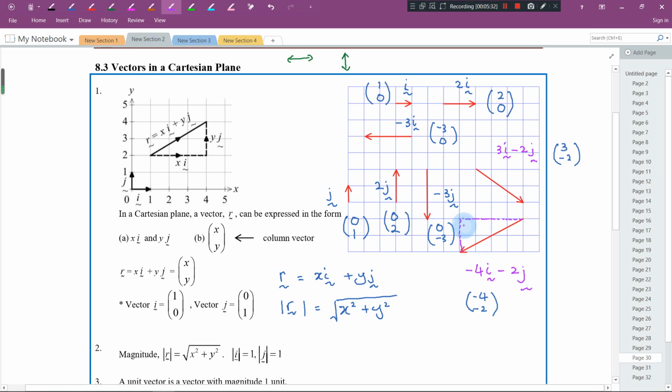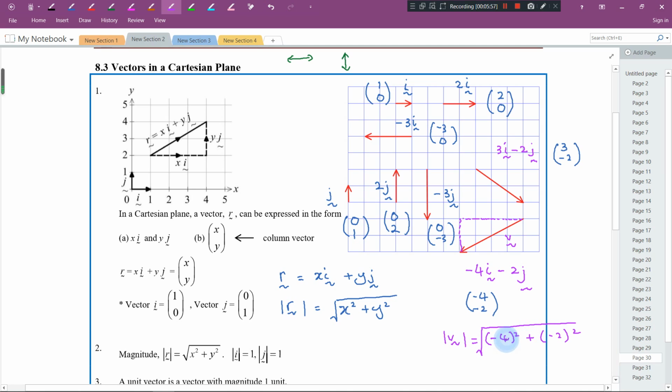We take 4 square plus 2 square, square root, right? So here, -4, -2. According to the formula I told you just now, let's say this is a vector R. I want to find the magnitudes for these vectors. I can just take -4 square plus -2 square, root it. Then I will get the magnitudes.